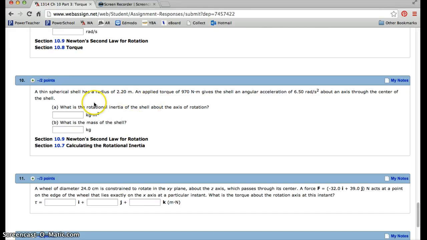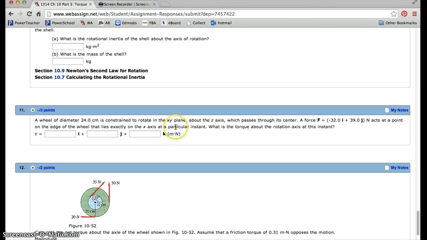This one's not so bad. Hey, we did this one in class. Number 10 we did. You know R, you know the torque, you know alpha. And so you're looking for I, and then you're looking for M. We did this one together. Number 11 we will do in class. It has a cross product with vector components. We're going to use a matrix to do that. So we'll review number 11 in class.